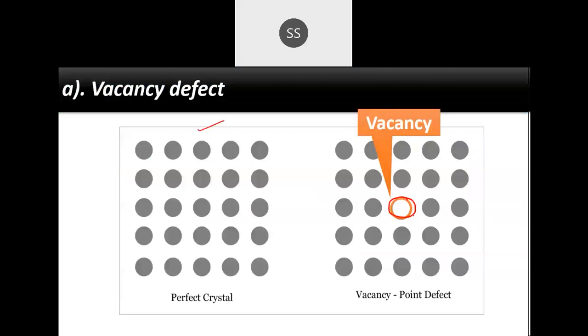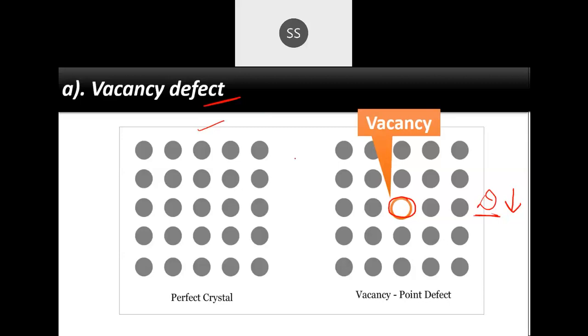Due to this defect, if one atom goes out from the crystal lattice, the density of that crystal will decrease, because one atom has gone out so the mass has become less, and if the mass becomes less, density also becomes less. I told you this defect is also called a thermodynamic defect. Why? Because when you heat this crystal, the atoms take a certain amount of energy and move out from the crystal lattice.